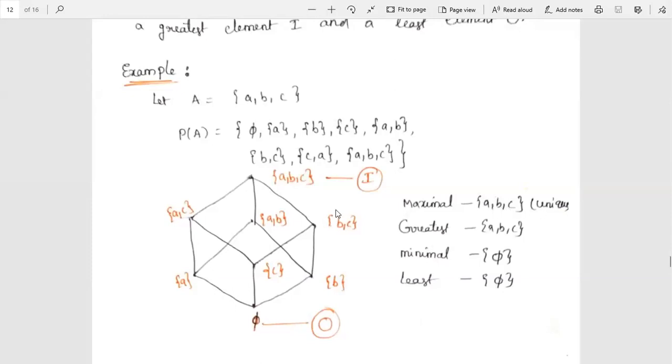Next, what is the least or minimal element of the Hasse diagram? We consider the bottom element of the Hasse diagram as the minimal element. So here the minimal element is the empty set phi. So what is the greatest element? Is the greatest element equal to I or not? Yes, this is the greatest element.